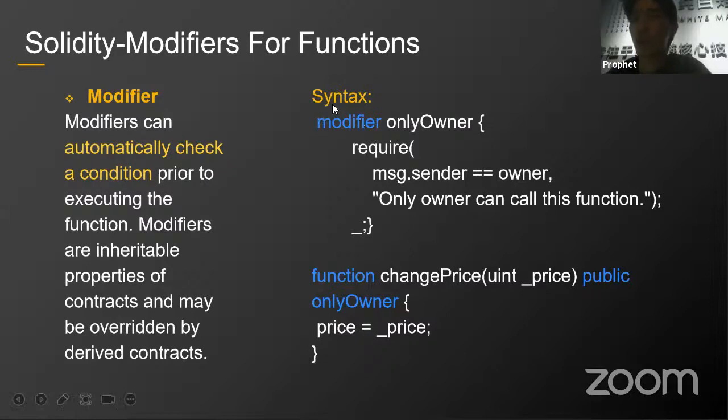We can use the modifier keyword to create the modifier, and it has a name like onlyOwner. We use the require function to make a condition: the message sender who creates this transaction should be equal to the owner. The owner can be the one who created this contract, or some address that owns this contract, right? So with this modifier, the function can only be used by a specific person. The modifier can automatically check a condition when you want to execute a function, so it helps a lot when you are coding.